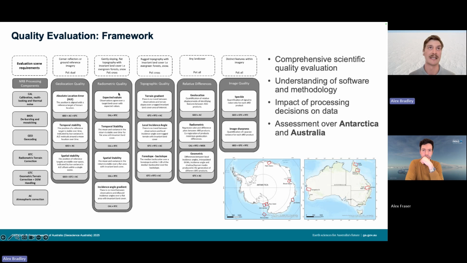So understanding geolocation, how well it gets put onto the ground, radiometric quality, how well we correct for terrain, and all those sorts of differences. And we were able to do this across both Australia and Antarctica because this is a joint project with Australia as well. And we're doing it across a whole host of different areas with different topographies, terrains, and those sorts of things.